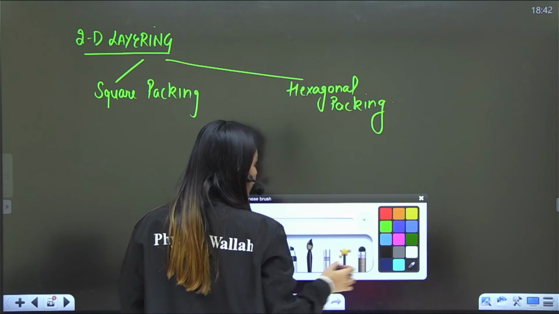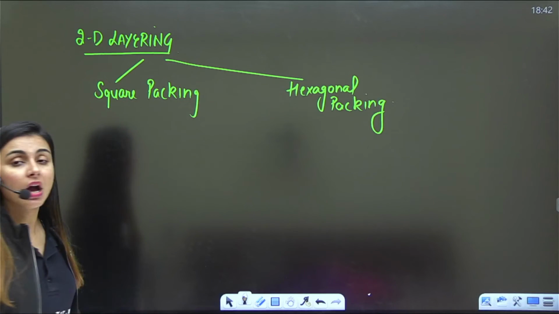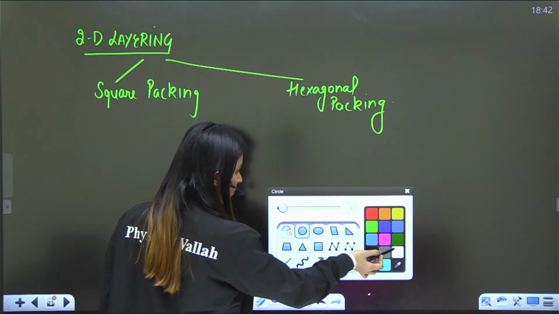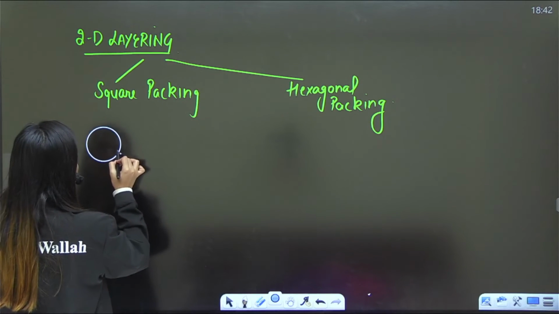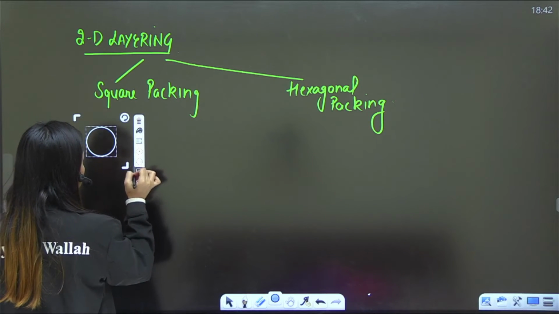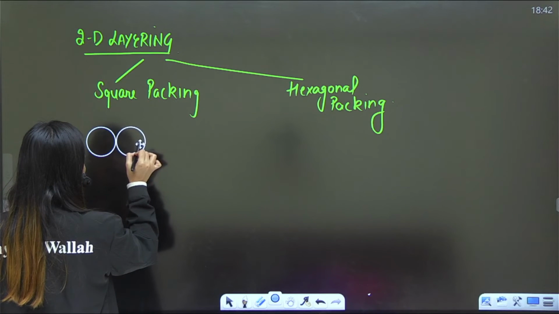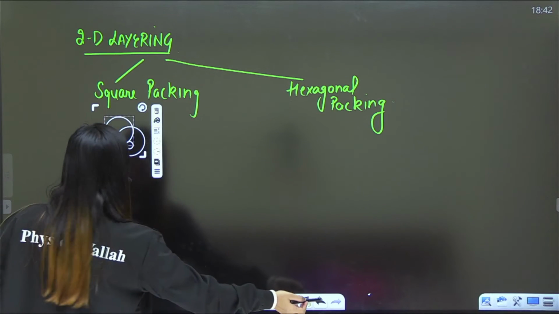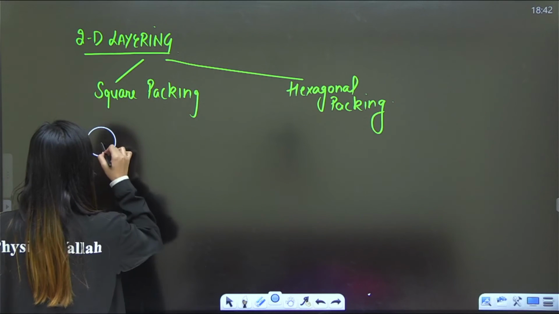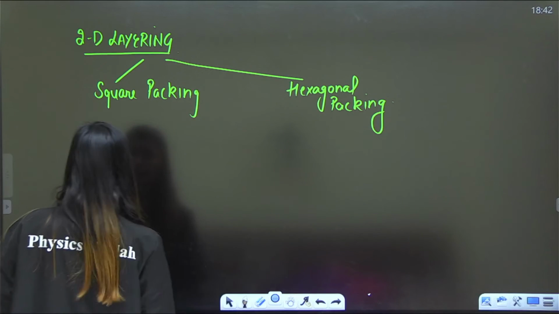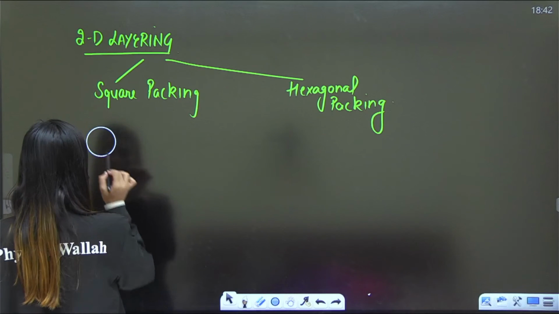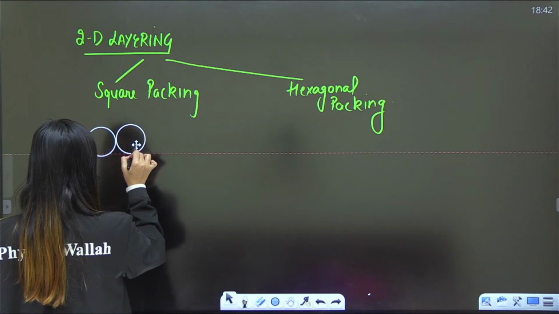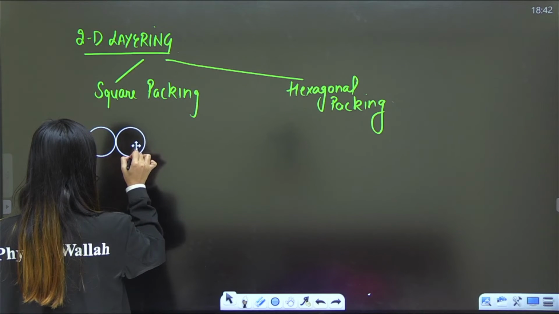Now, if you talk about square packing, how does your square packing actually exist? You have atoms like this. So you have atoms like this.